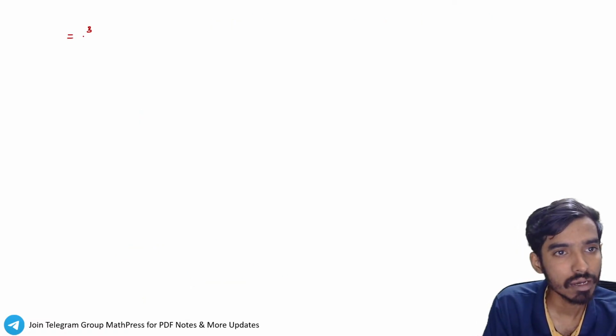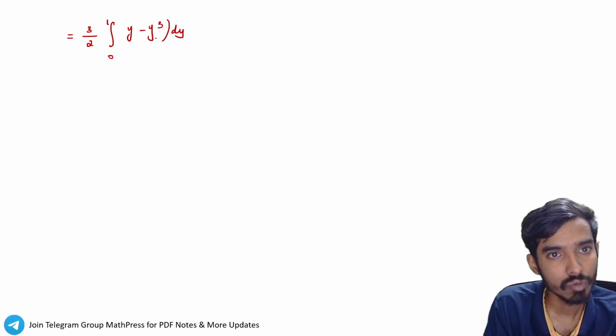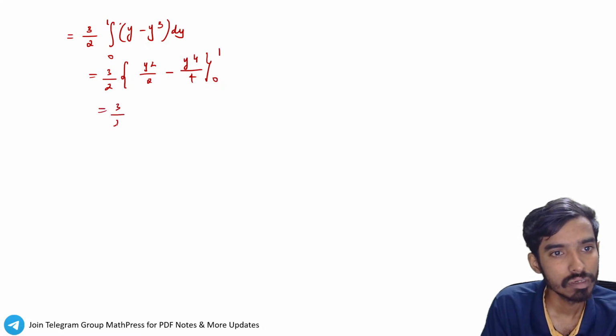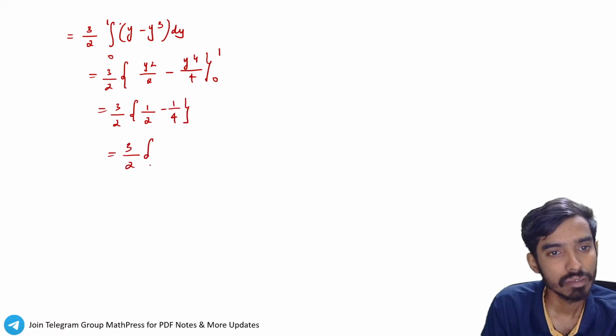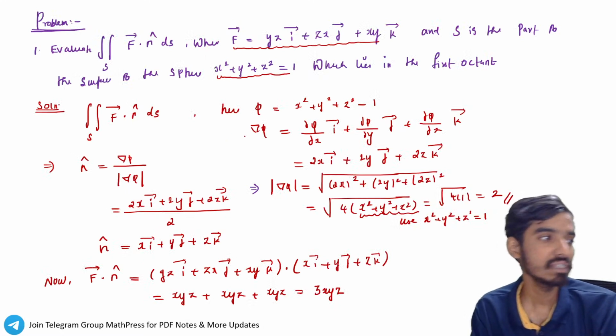So this will be 3 by 2 integration from 0 to 1 of y minus y cube dy. Integration of y dy is y square by 2, and of y cube is y power 4 by 4, from 0 to 1. So 3 by 2 times 1 by 2 minus 1 by 4, upper limit minus lower limit. So this will be 3 by 8. So 3 by 8 is the required integral. Is it clear?